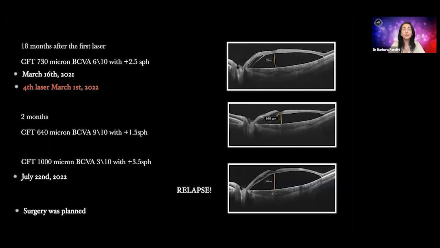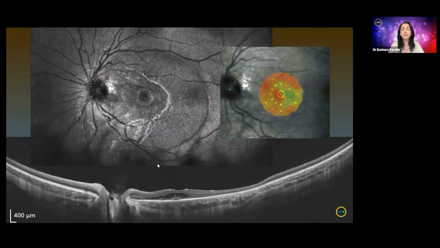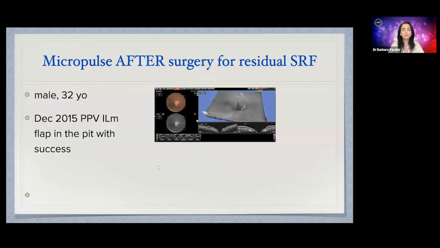But then, after 1 year, the macular detachment has a relapse, and so I decide to take her to surgery. I perform pars plana vitrectomy, ILM peeling in the peripapillary area, and an ILM flap reverted on the pit, gas and face down positioning, and this is the actual result.